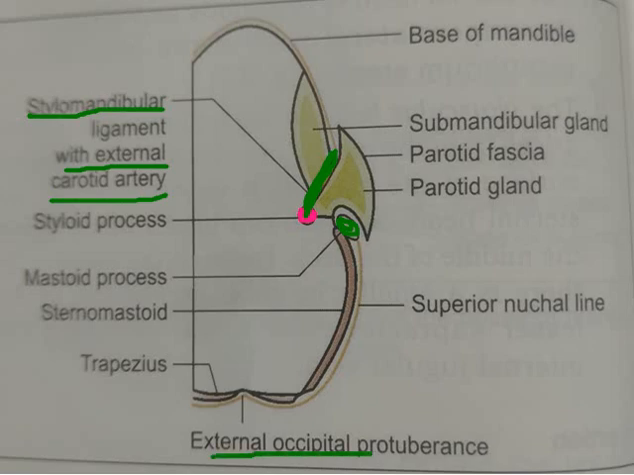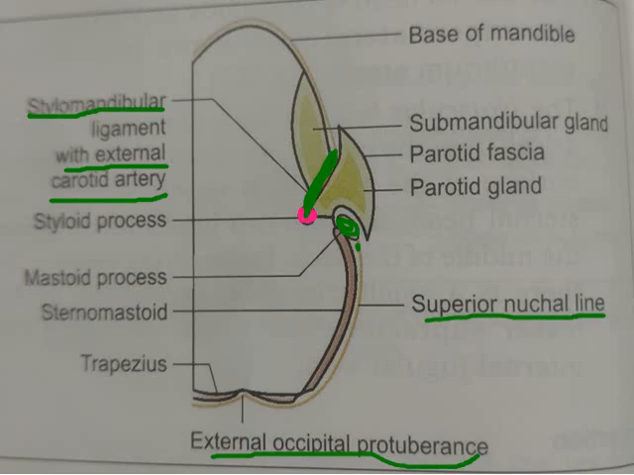And then from the mastoid process it goes to the external occipital protuberance. This is the external occipital protuberance, and from the mastoid process to the external occipital protuberance, by the superior nuchal line. So this is the superior nuchal line. So these all are the superior attachments of the investing layer of deep cervical fascia.